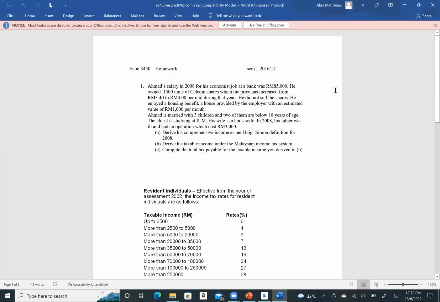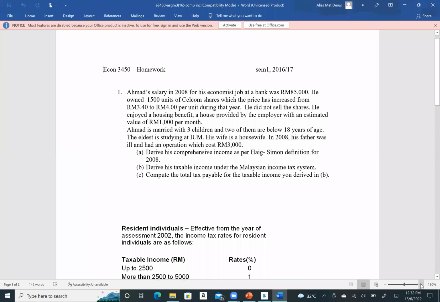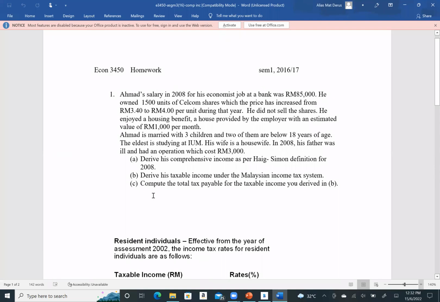All right. So this is homework, but I don't think I'm going to give you as homework. So we just do it now. We just want to do it for part A, right? Derive the comprehensive income for that year. For comprehensive income, we just need the first paragraph, right? The second paragraph will be the taxation part.